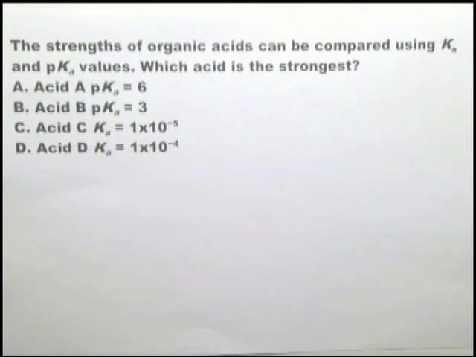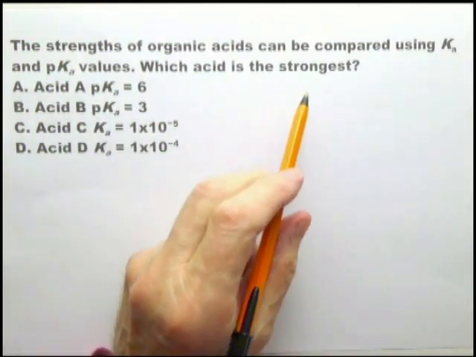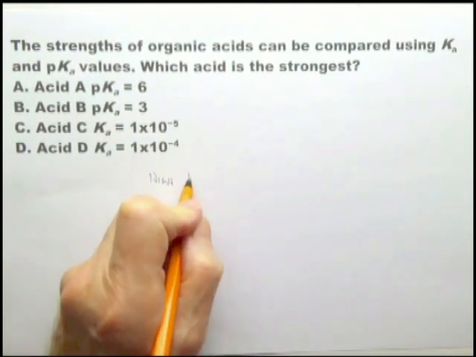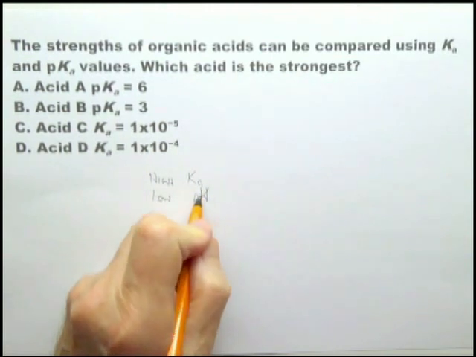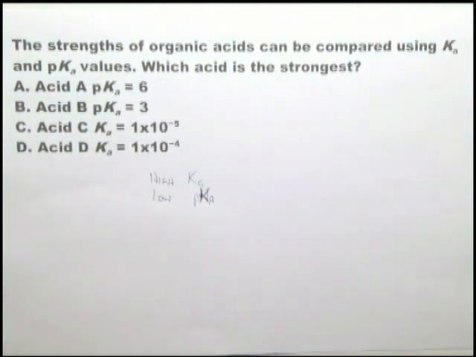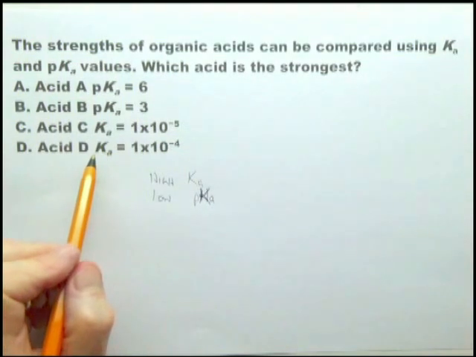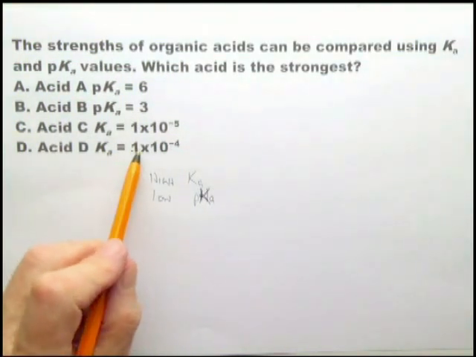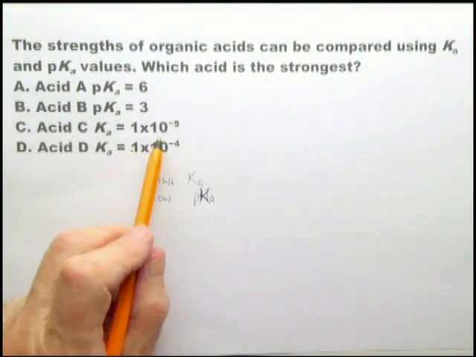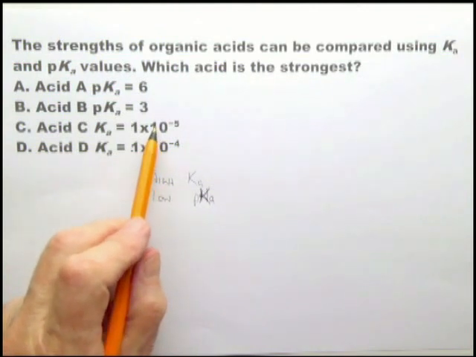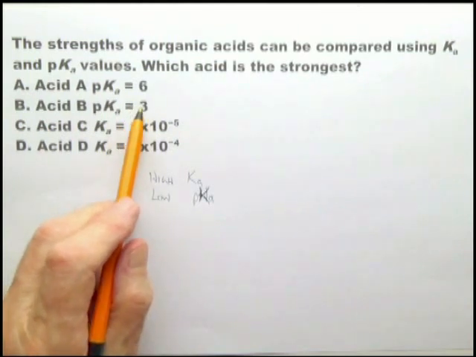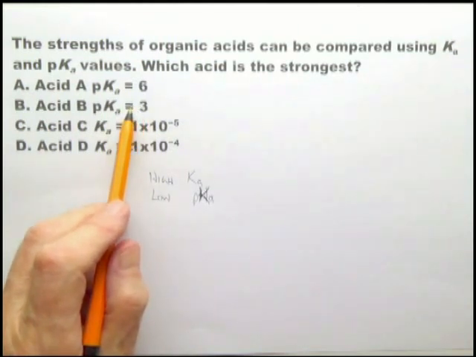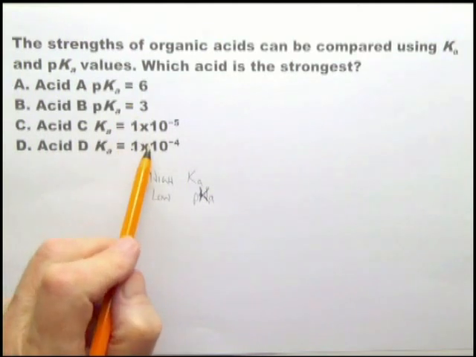In this question, they've mixed Kas and pKas. We know that the strongest acid has a high Ka and a low pKa. So we look first for the high Ka, which is this one. The 1 times 10 to the minus 4 is higher or greater than 1 times 10 to the minus 5. And we look for the lowest pKa, which is easy, that's 3. So the question is, which is the strongest, this one or that one?